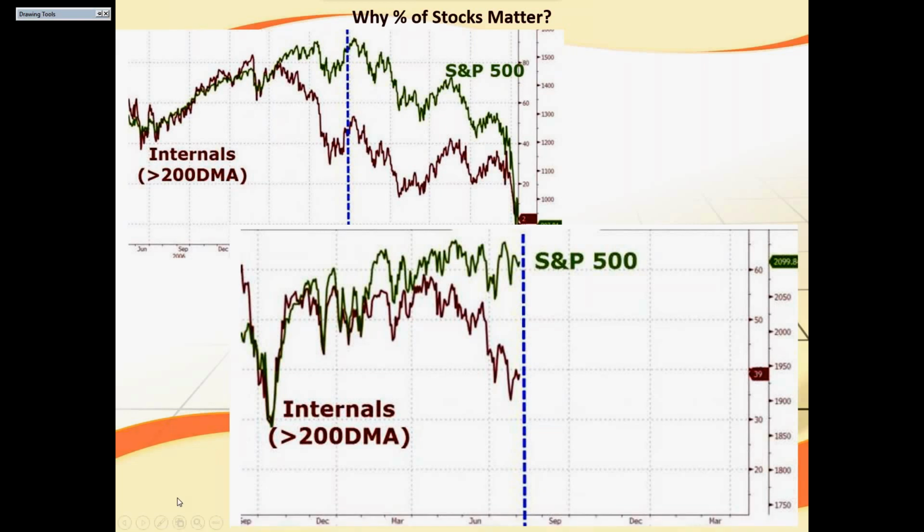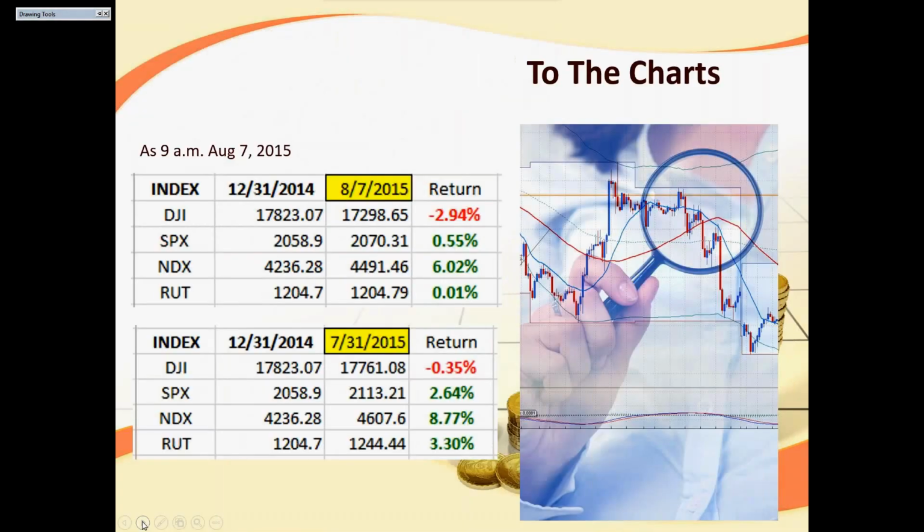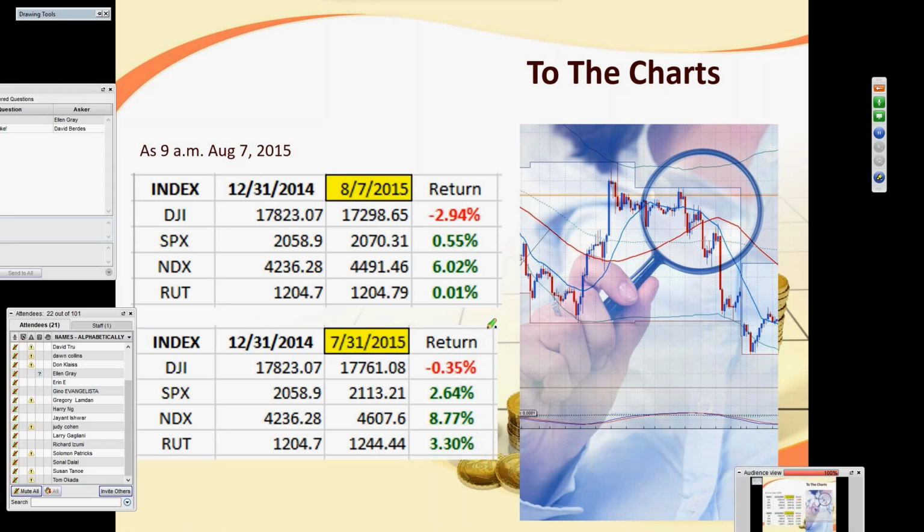So with that, we'll go to the charts shortly, but as of 9 o'clock this morning Pacific time, which is about 11 o'clock our time here in Arkansas, the Dow so far for the year is down almost 3%. The S&P is just about break even, and compared to the chart below, this is where we were last week at this time.